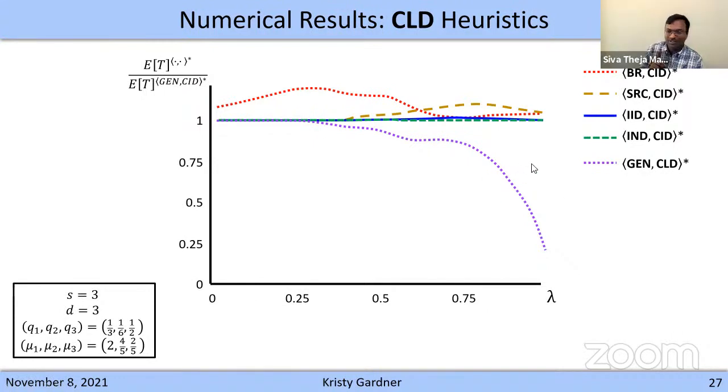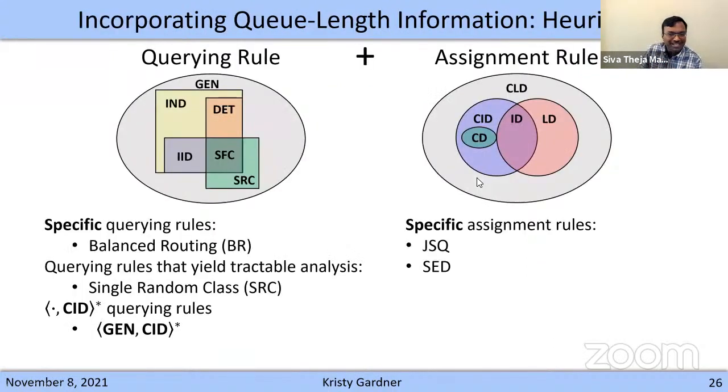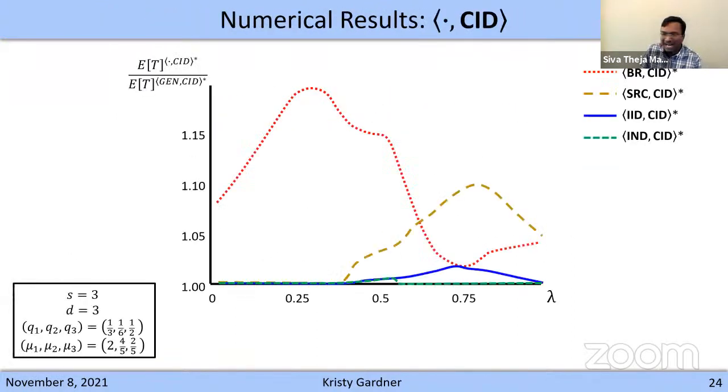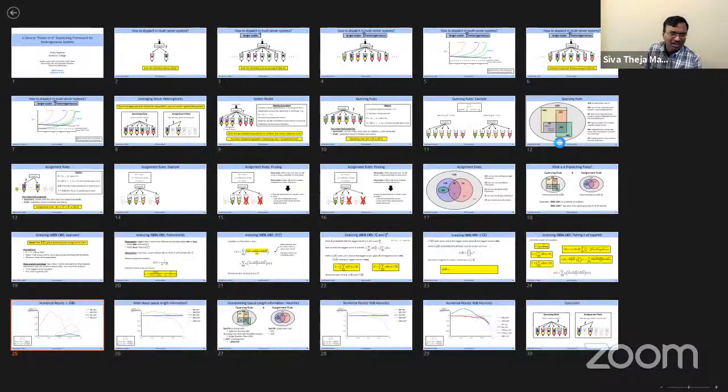I'll ask one more question before others get a chance to talk. If you go to the slide just before this, where you focus on CID alone, you showed how when you go from IID to IND, you have improvement. Is there an intuitive explanation for why that is the case? I think the intuitive explanation is just that IID is a strict subset of IND, and so there are just some policies. If we go back to this picture.